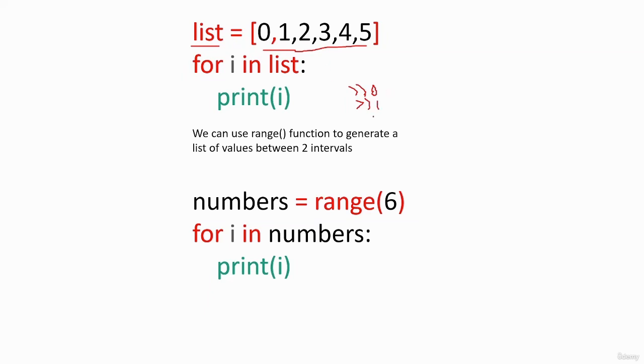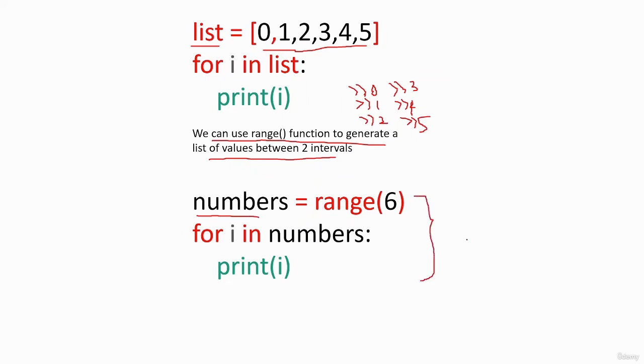That means 1. In the third iteration, it will equal to the third element in the list. That means 2. In the fourth iteration, it will equal 3. In the fifth iteration, it will equal 4. In the last iteration, it will equal 5. Similarly, we can use the range function to generate a list of values between two intervals. In this case, it will generate a list called numbers, which contains numbers from 0 to 5. We can get the same results as the above example by running these codes.